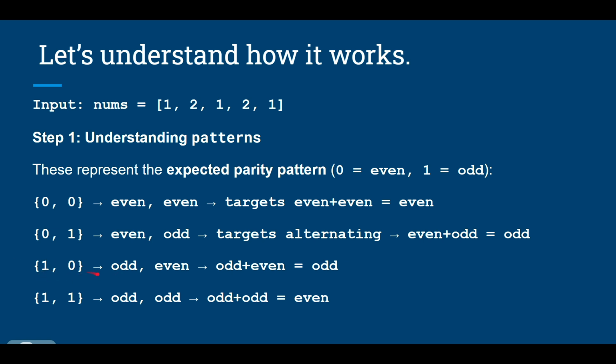Then we have 1 0, odd even, so odd plus even gives odd. In the cases 0 0 and 1 1, you get even only. If there is any alternation, odd even like that, you will get odd. I hope you understand.